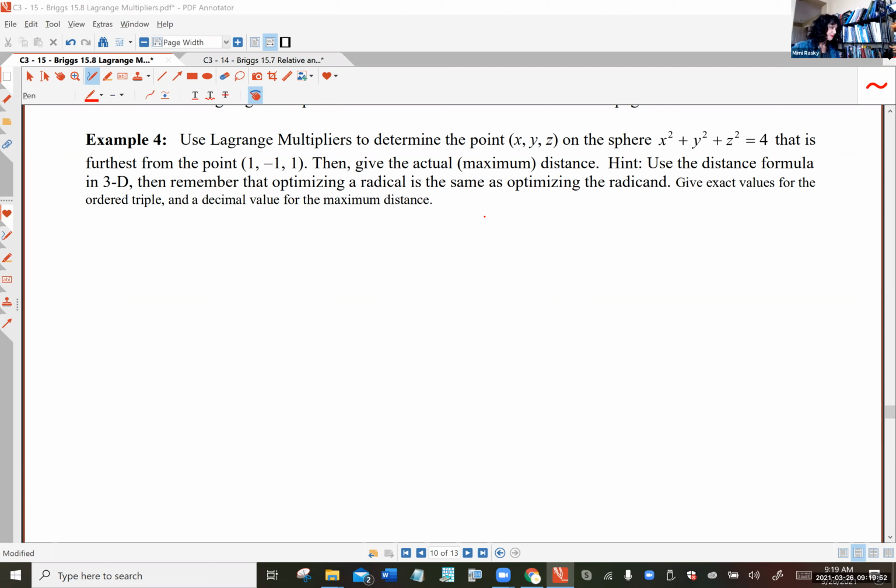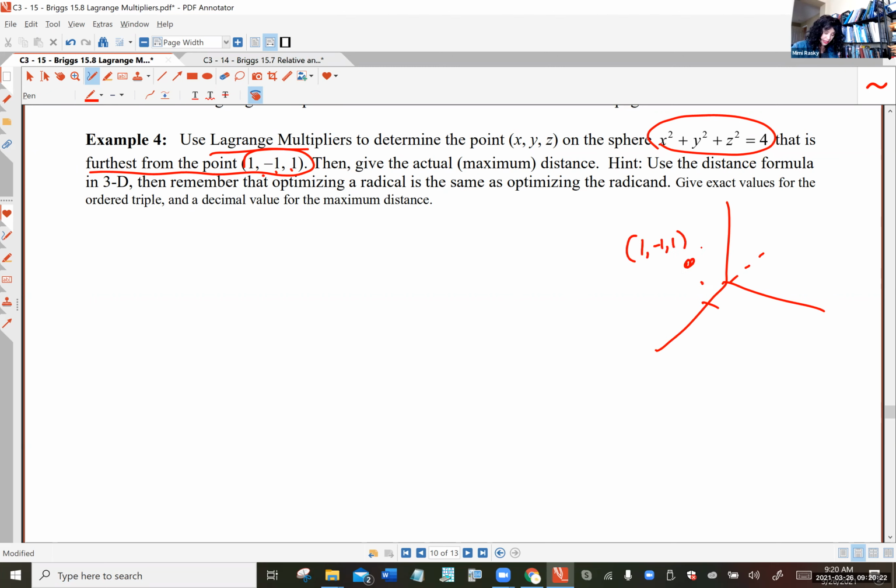Okay. So let's use Lagrange multipliers on another problem that's going to seem kind of tough. So watch out. So here's a sphere, and they're asking us to determine the point on the sphere that's furthest from this point. Now is this point on the sphere? Like if you plug in the point, where is it? No, it's not on the sphere. Sorry. Let's do 1, negative 1, 1. 1, negative 1, 1 is like right here. And your sphere is centered at the origin with radius 2.